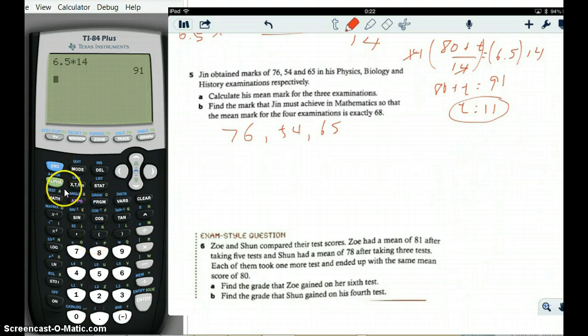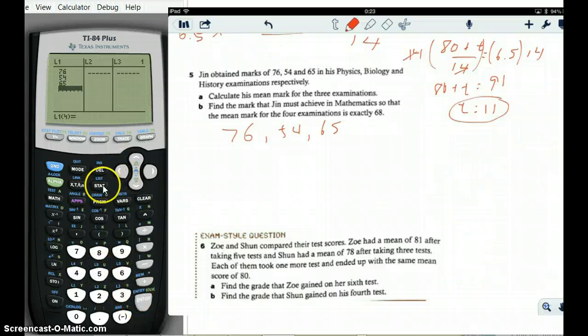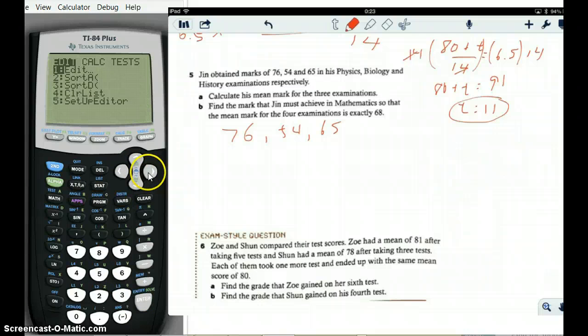Just to remember how to do that, we click on Stat and Edit, and we just type in these 3 numbers, 76, enter, 54, enter, 65, enter, and then we do Stat, Calc, one of our stats. The list is L1 because that's where I put it. Calculate. So the mean is 65.